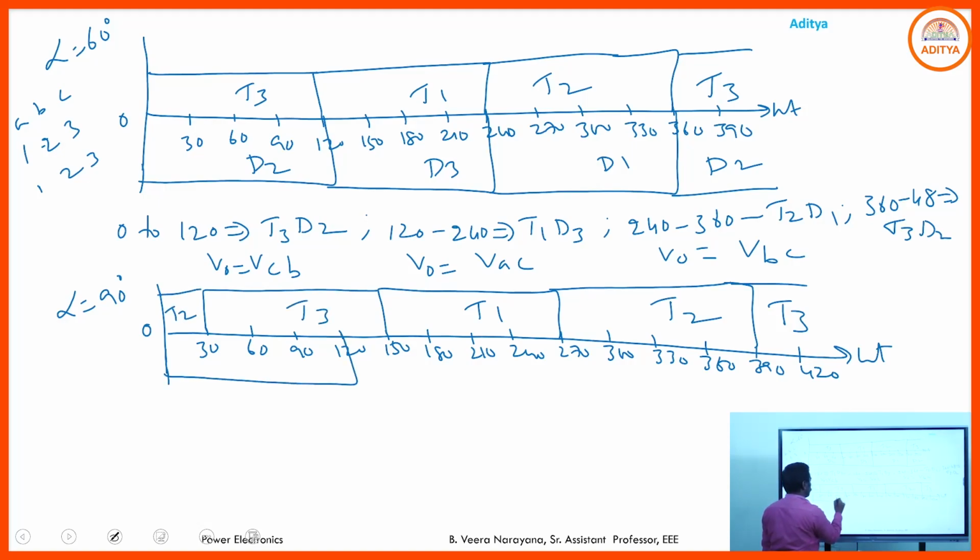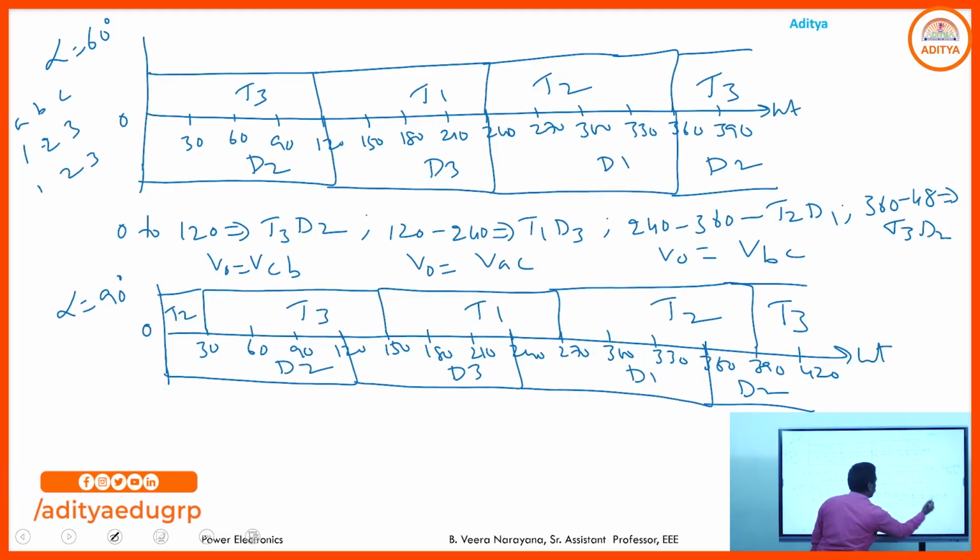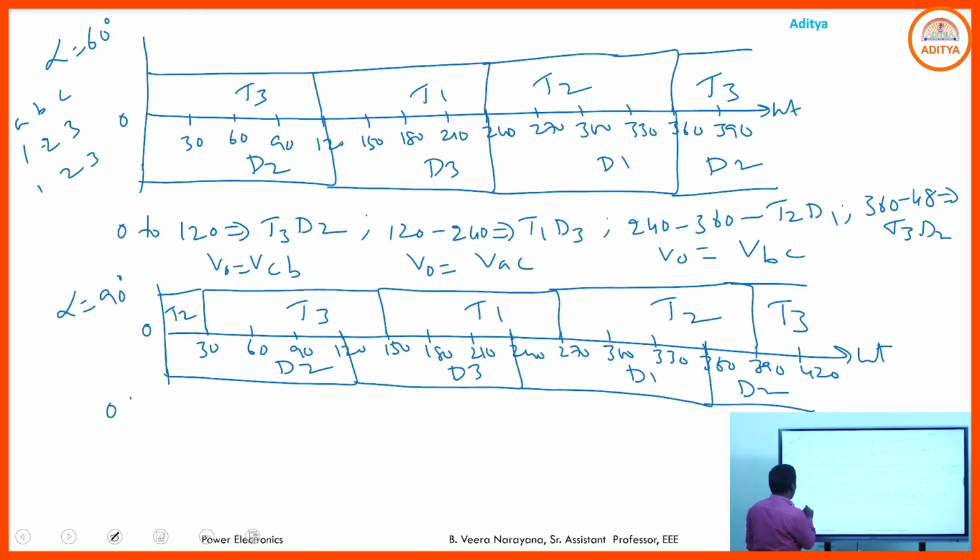The negative groups are unchanged: 0 to 120 is D2, 120 to 240 is D3, then D1, D2. So from 0 to 30, what are the conducting devices? T2, D2. Then the output voltage is 0. Why? Because T2, D2 must lie on the same leg. The voltage across the short circuit is 0. Then the output voltage is 0. And 30 to 120.